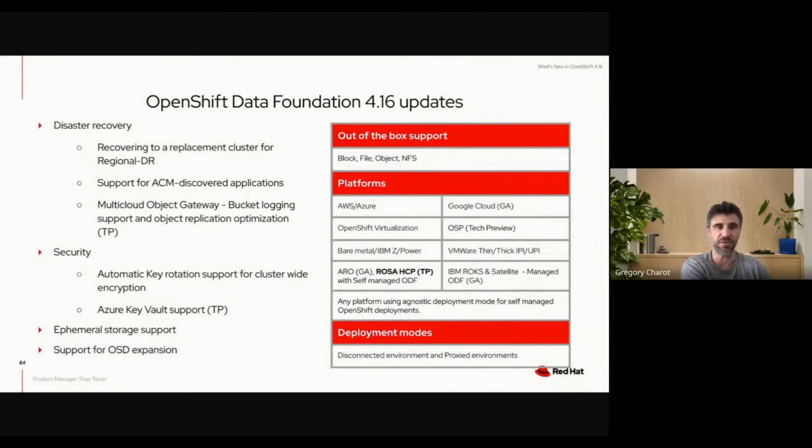All right, let's finish this storage update with what's new in OpenShift Data Foundation. First, on the disaster recovery side, we are adding the option to set a replacement cluster as a recovery target in case of a complete disaster. We also improved the UI to support discovered applications for disaster recovery. Also, customers who replicate object storage between clusters can now leverage a new capability using bucket logging that accelerates the replication. Now, on the security side, we enabled a default weekly key rotation for clusters which are using cluster-wide encryption. Azure customers can now use Azure Key Vault to secure persistent volumes as tech preview.